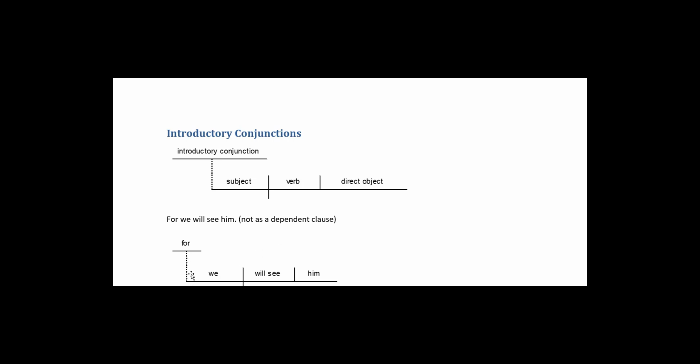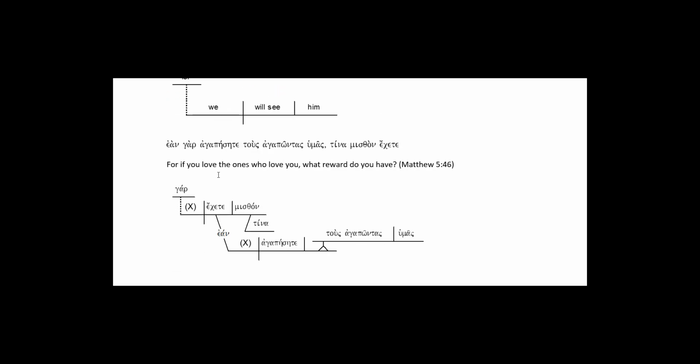In the same way, if we had an introductory conjunction like a for, you would stick it on top of this little dotted line on its own little line: for we will see him. So the introductory conjunction sits right here. So Jesus would say, for if you love the ones who love you, what reward do you have? We put the little introductory conjunction right here at the very beginning, for. And then here's, you have reward. What reward? If, here's this if clause, modifying the verb: if you love the ones who love you.